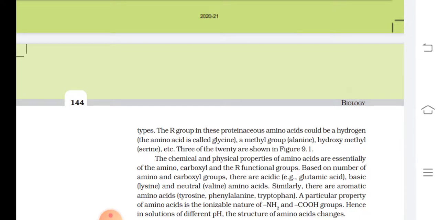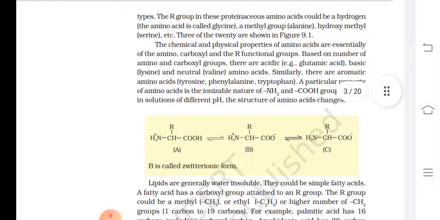The R group in these protein amino acids could be a hydrogen. The amino acid is called glycine, a methyl group alanine, hydroxymethyl serine, etc. Three of the 20 are shown in figure 9.1. The chemical and physical properties of amino acids are essentially based on the amino, carboxyl, and the R functional groups, and on the number of amino and carboxyl groups. There are acidic, that is glutamic acid, basic lysine, and neutral valine amino acids.